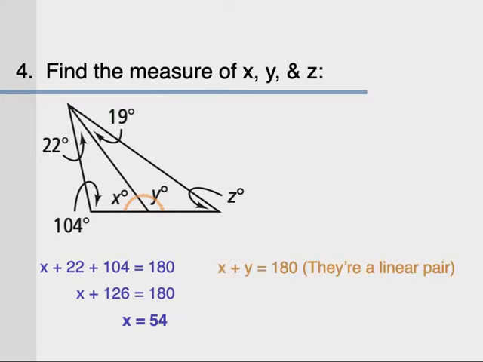So we know that x plus y make a straight line. In other words, they equal 180 because they're a linear pair. So if x is really 54, you could solve for y and get y has to be 126. I recommend anything you figure out you add to the picture, so maybe write a little 126 by the y on your diagram.